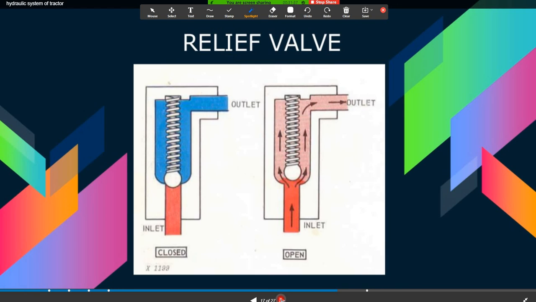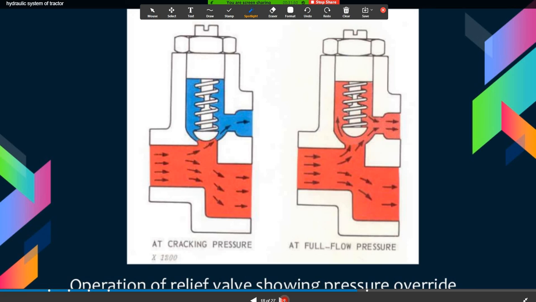Now this is the relief valve. This is the pressure control valve. You can see it in the closed condition, and this is the open condition. This is the operation of the relief valve, showing the pressure override.